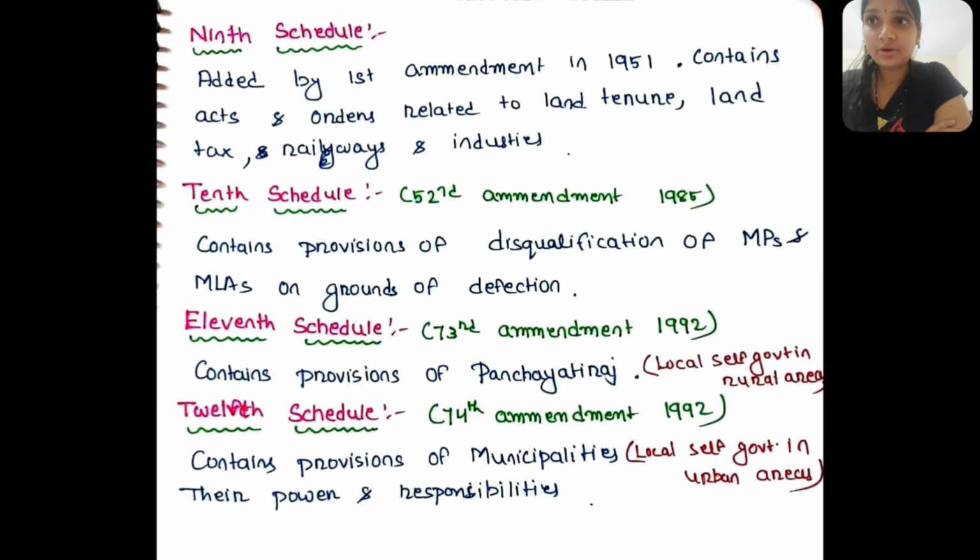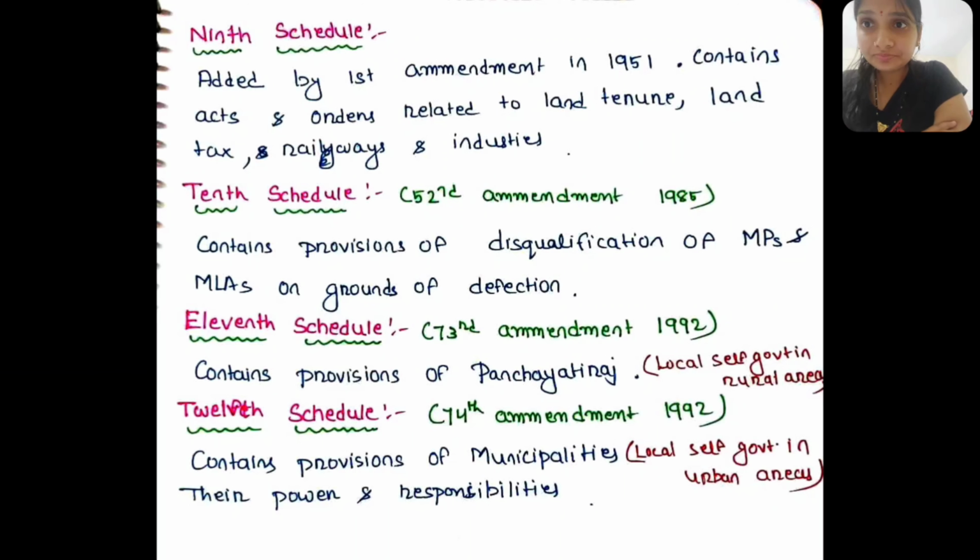Then comes the ninth schedule. The ninth schedule was not initially there, so it was added in the first amendment in 1951, and it contains the acts and orders related to land tenure, land tax, railways, and industries. Then comes the 10th schedule, which was added in the 52nd Amendment in 1985, and it contains the provisions of disqualification of MPs and MLAs on the grounds of defection.